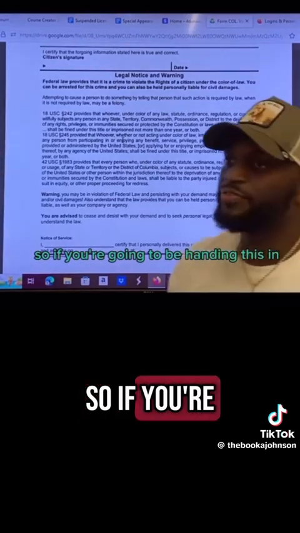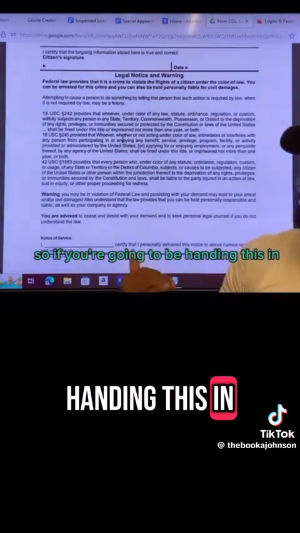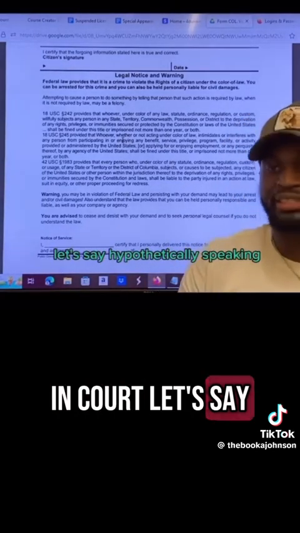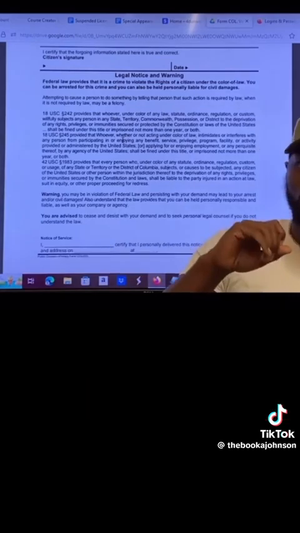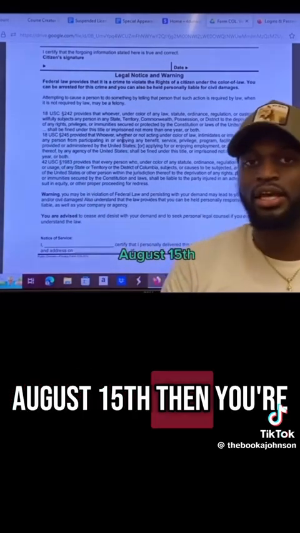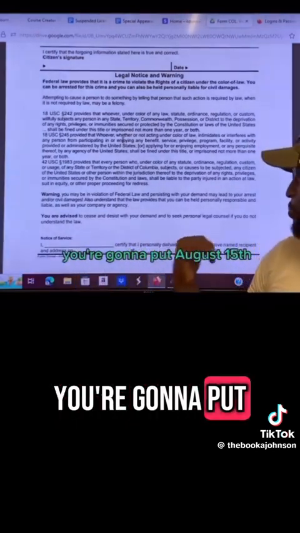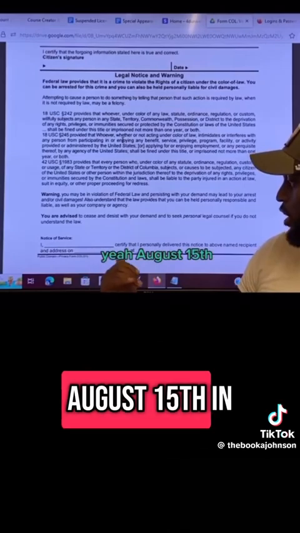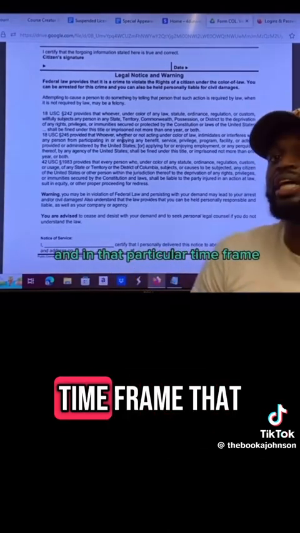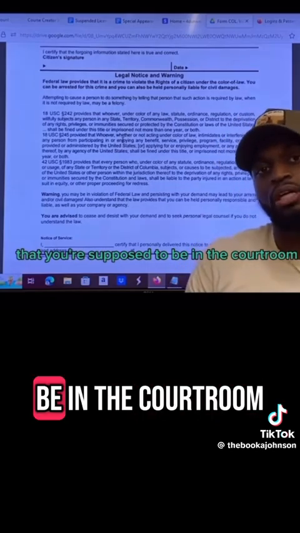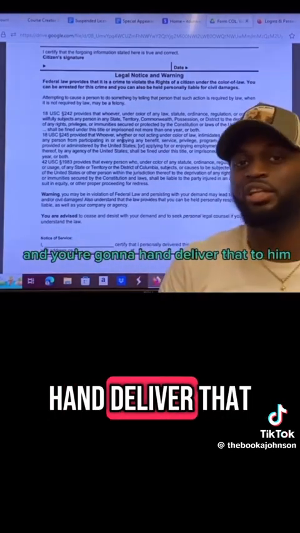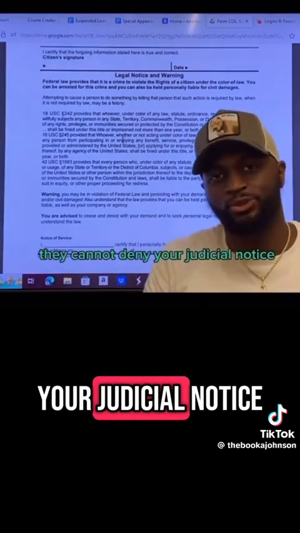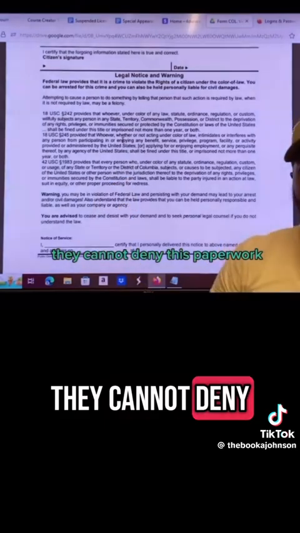So if you're going to be handing this in under your judicial notice, and you're going to be in court, let's say, hypothetically speaking, August 15th, then you're going to put August 15th, in that particular time frame that you're supposed to be in the courtroom, and you're going to hand deliver that to them with the judicial notice. They cannot deny your judicial notice. They cannot deny this paperwork.